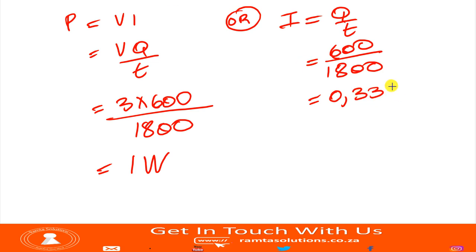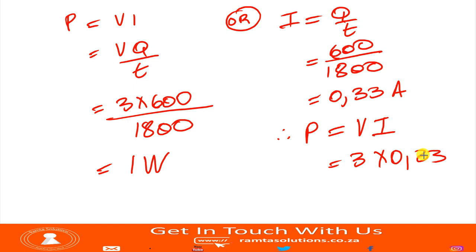0.33. But you don't have to round off, guys, in the middle of a calculation. Okay? So this is 0.33 amperes. Now, therefore, power is voltage times current. So what is this? 3 times 0.33, or you get 0.33 times 3? Obviously, it's 0.99.